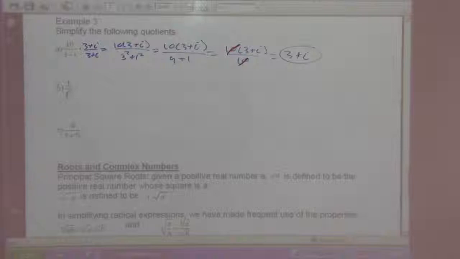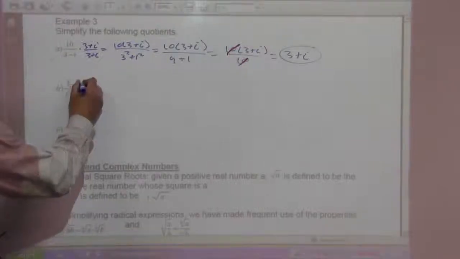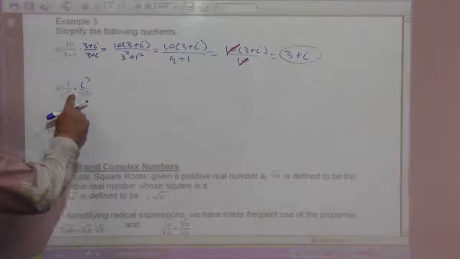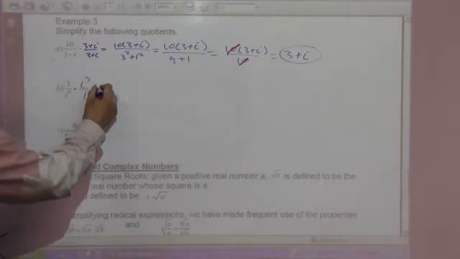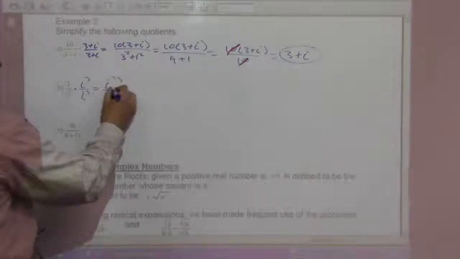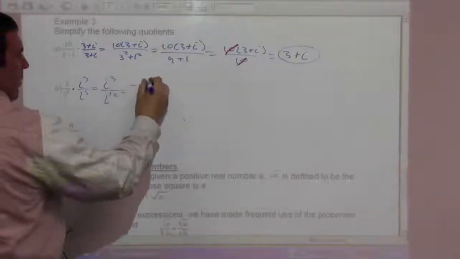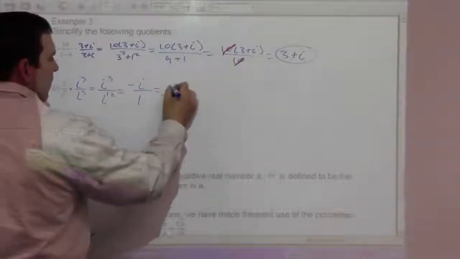Next one is 1 over i to the 9th. Now, I'm going to multiply this by i cubed over i cubed, because I know if my power down below, or my power for i, is a multiple of 4, then we just have 1. So this is i cubed over i to the 12. So i cubed is negative i over, this is just 1. So it's negative i.